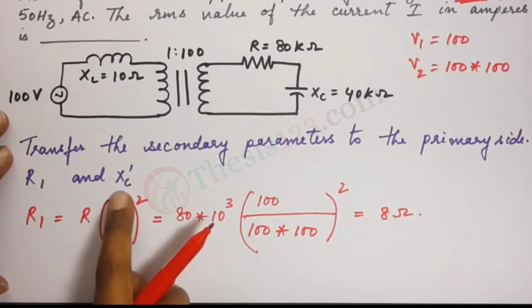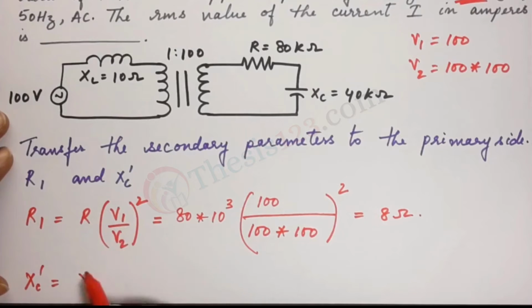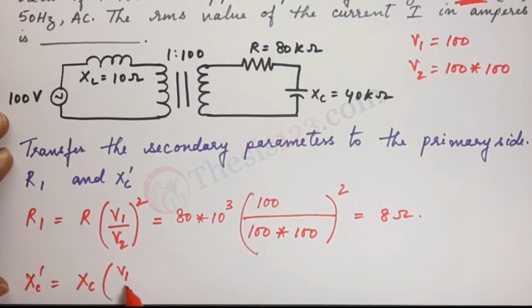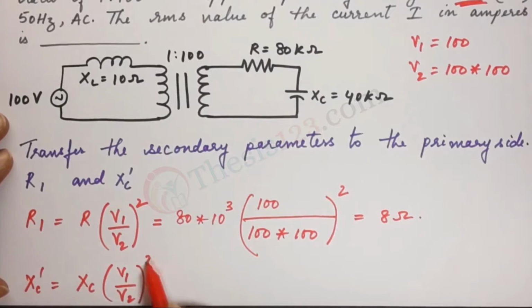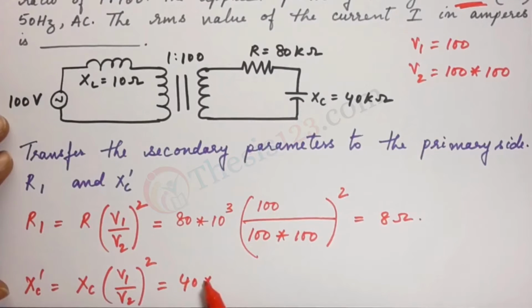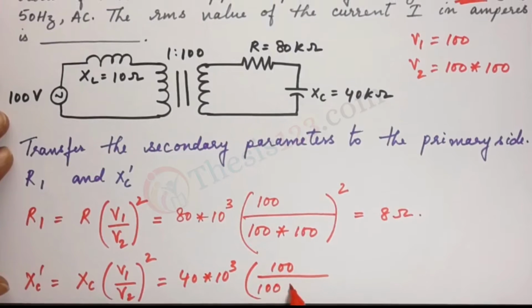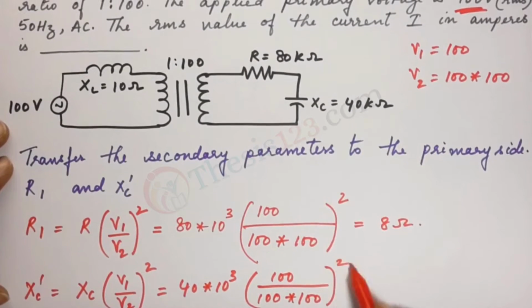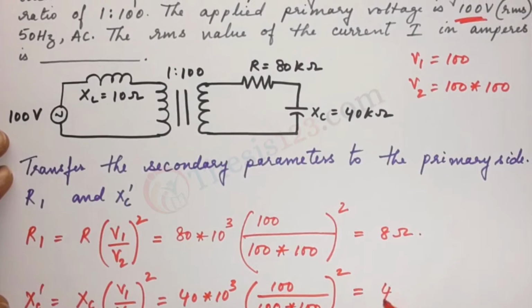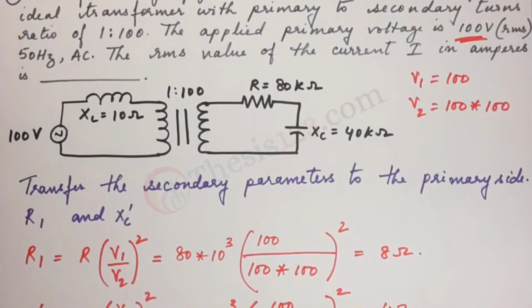So the next thing is to find out what the reactance is, XC dash. We use the same formula. We have XC this time multiplied by the ratio V1 by V2, squared. Now XC given to us is 40. So that's 40 into 10 power 3 into the same ratio, 100 divided by 100 into 100, squared. So we get here 4 ohms. So we have the values of R1 and XC dash.